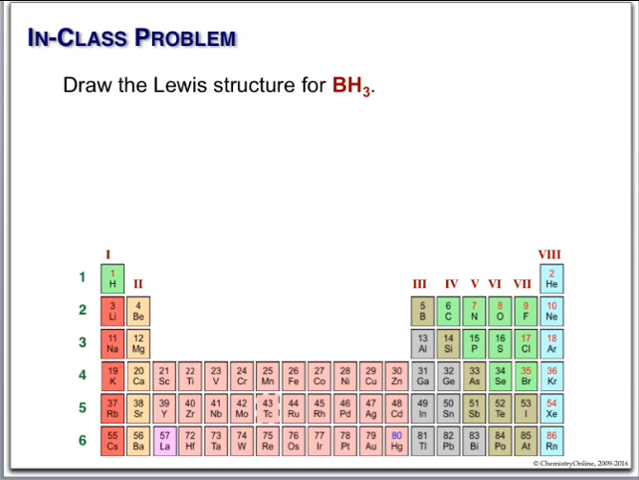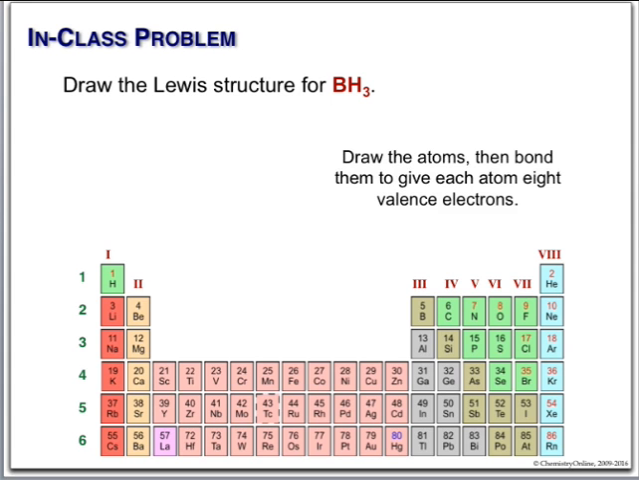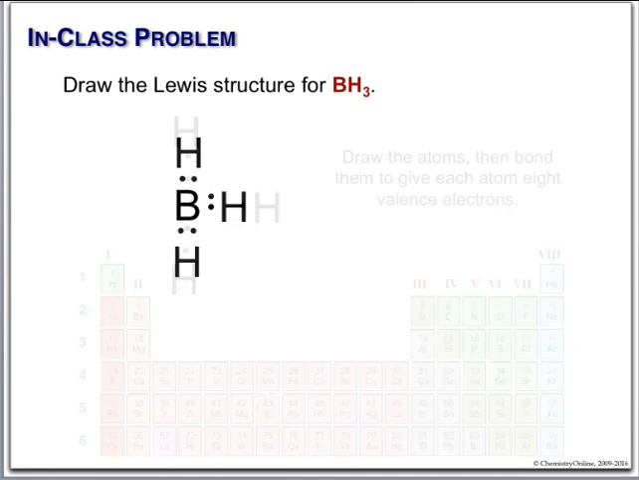What we wind up with is this. There's our boron, 3 electrons, and there's our 3 hydrogens. All right, as we look at this, yeah, we can do this. We can make 1, 2, 3 covalent bonds, no problem. Scooch them up.